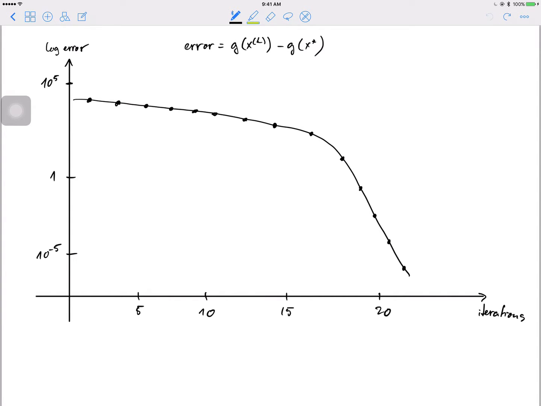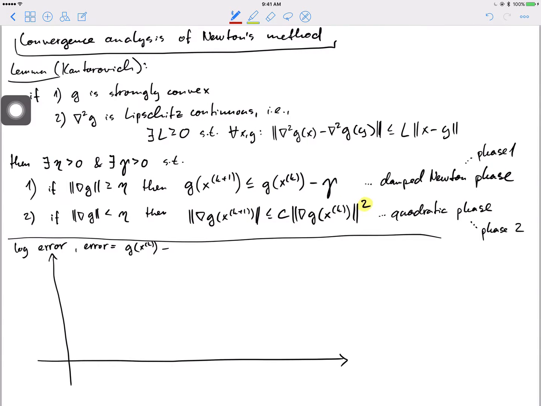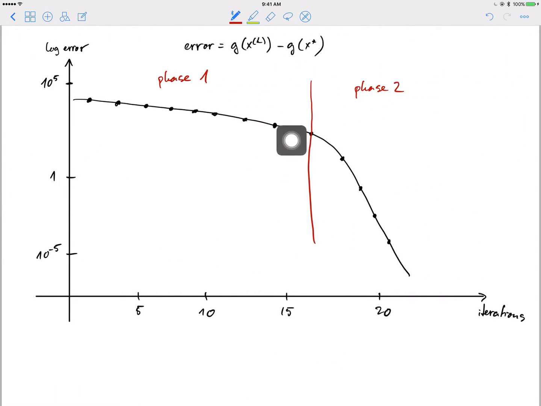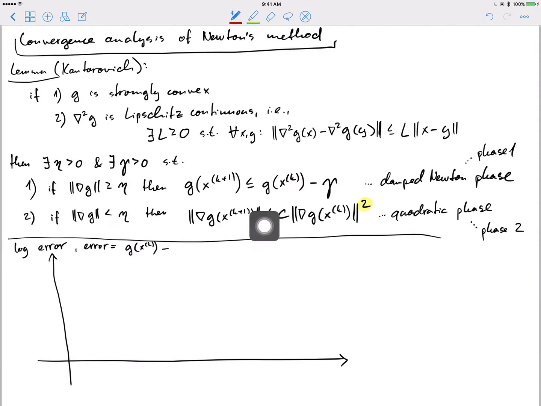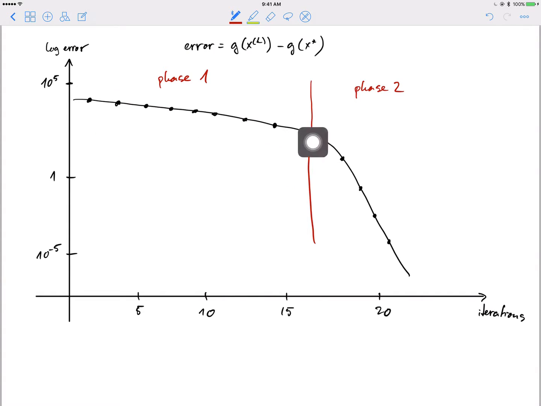Maybe I can draw the divider here. This is phase 1. This is phase 2. In the first phase, what you see is this constant decrease. It just keeps decreasing little by little by this gamma. That's exactly what this first class has. That's the damped Newton phase. And in general, the backtracking line search actually does something. It sometimes reduces the alpha to something smaller than 1. In the second phase, and that's the cool part of Newton, that's when the quadratic convergence kicks in. Then we are in this regime, and the convergence plot tips over and very quickly drives the error to 0.